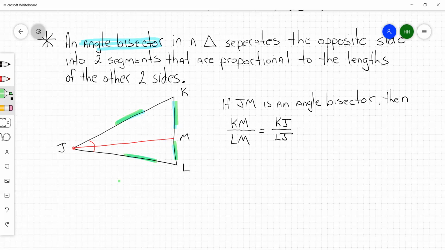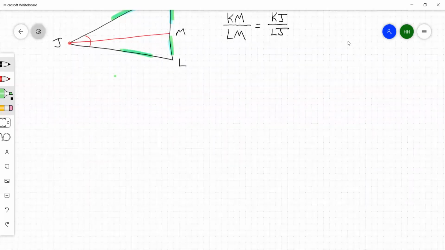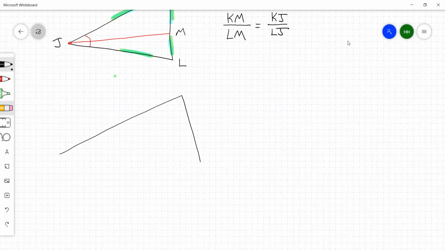So let's take a look at a couple of examples here. We've got this triangle SQR. We've got an angle bisector coming out of R. You know it's an angle bisector if these two angles have the arc mark on them. Here are the dimensions that are given. S to R is 14.